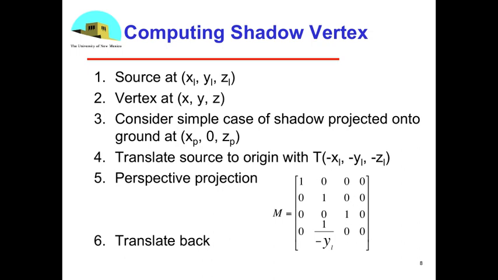Then I do a standard perspective projection for that, which will depend on what that y of the light source is. And then I translate it back with T of xl, yl, zl, and that's basically it. Now I have the shadow polygon, and I could now render that polygon.